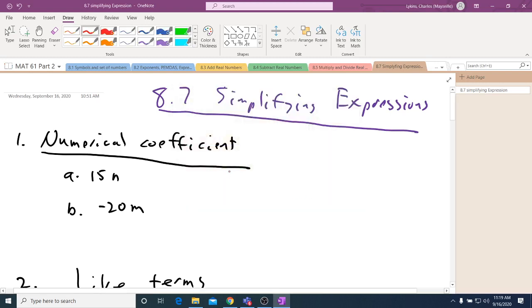So in this case, if you take a look at part A, 15n, what is the numerical coefficient of that? Well, it's 15. In part B, what is the numerical coefficient in front of the m? And that is the 20, but it's also negative, so it's negative 20.